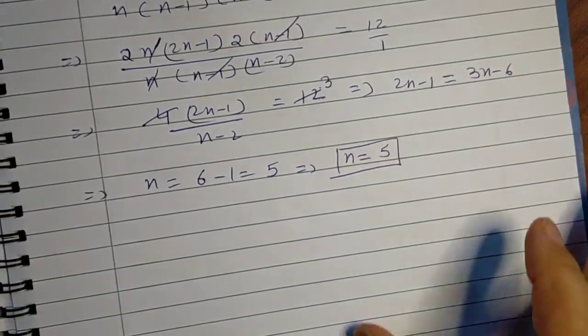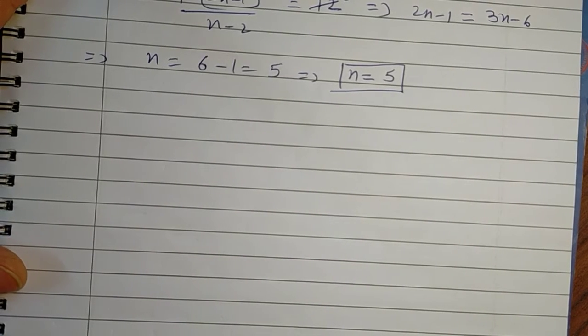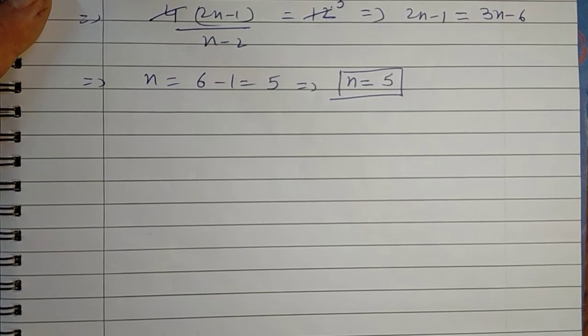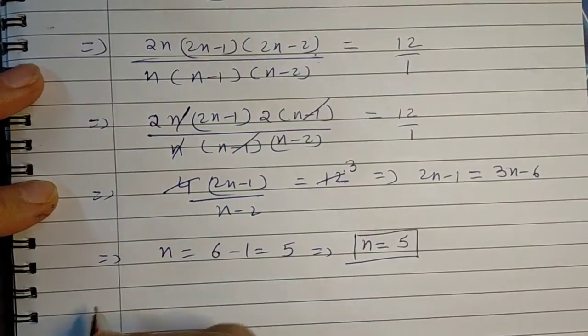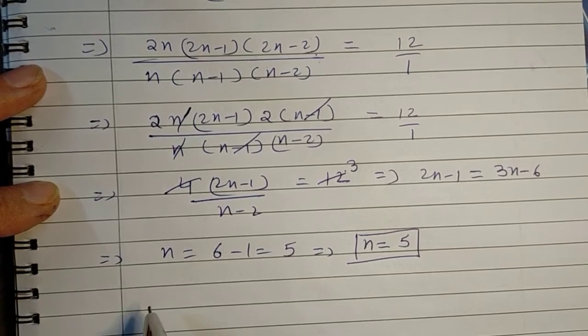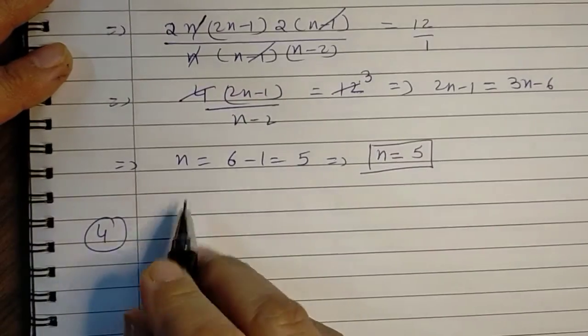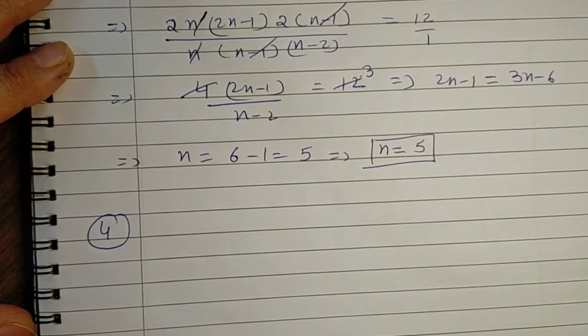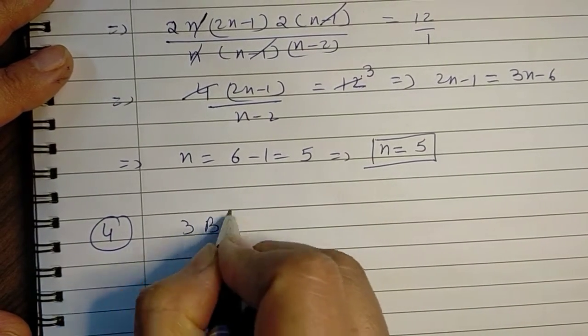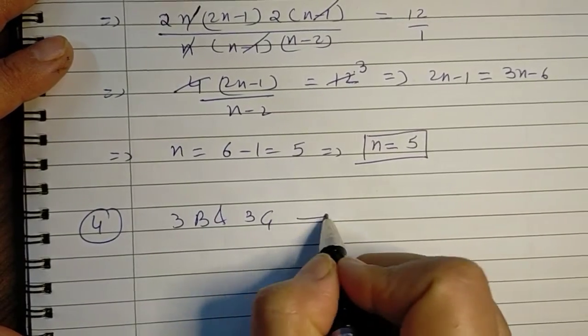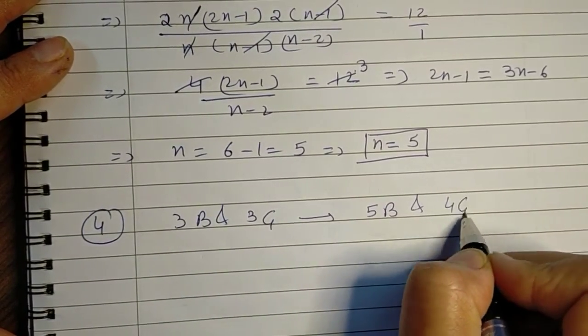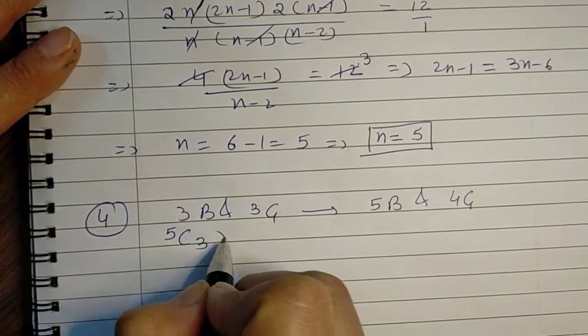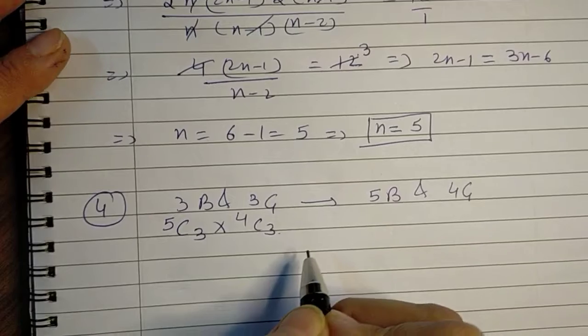Now let's quickly take up the next question, which says, how many ways can a team of 3 boys and 3 girls be selected from 5 boys and 4 girls? Exactly on the same lines as the solved example. You can do it. We are given question number 4, which says that 3 boys and 3 girls are to be selected from 5 boys and 4 girls. So very obviously it can be done in 5C3 into 4C3 ways.